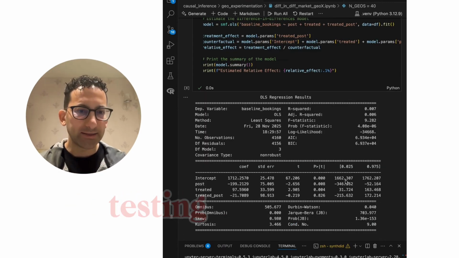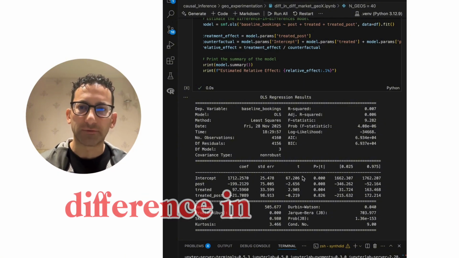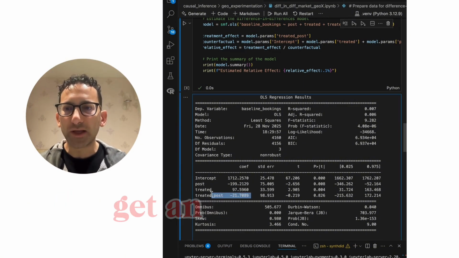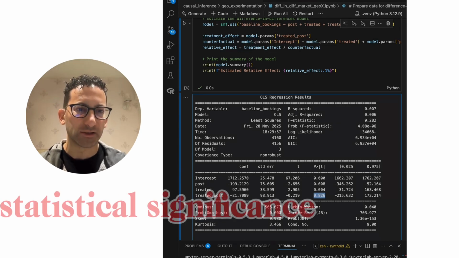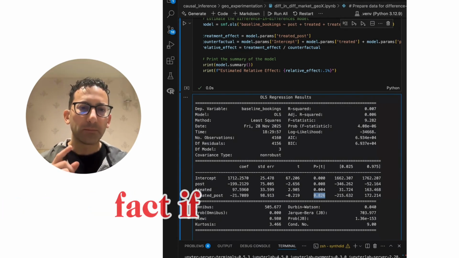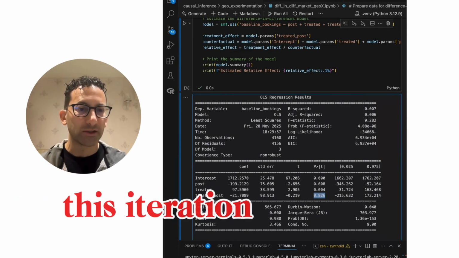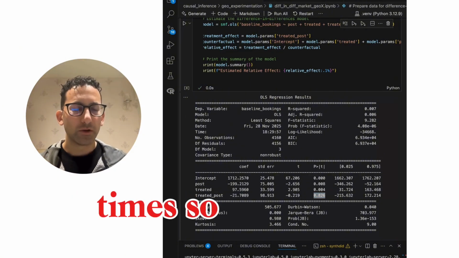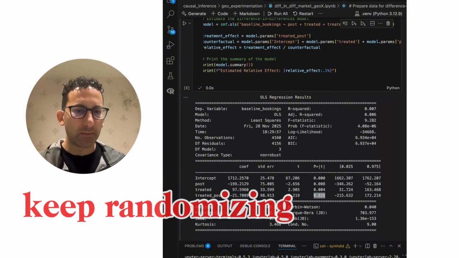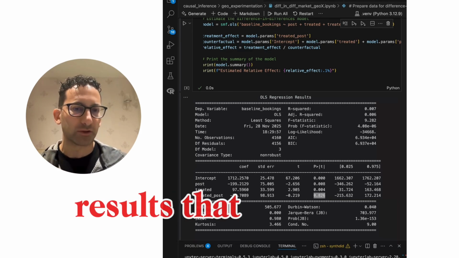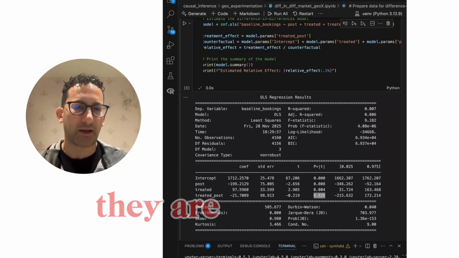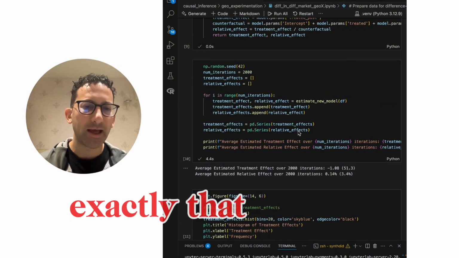Now, this is AA testing, but look what happens if we run a difference in differences model. We do get an estimated effect, but it is nowhere close to statistical significance. And in fact, if we run this iteration thousands of times, so we take our markets and we just keep randomizing which markets are in treatment and control, you can see how often we get results that are statistically significant, how big they are. And so I do exactly that.